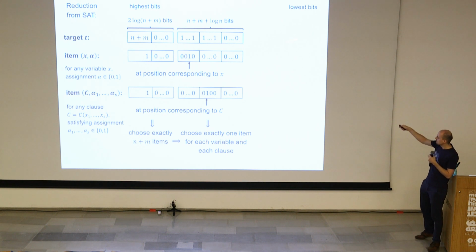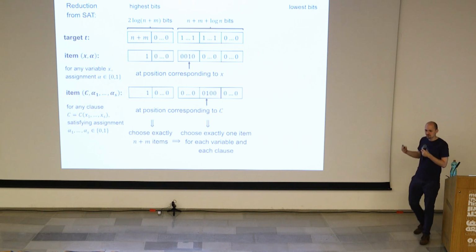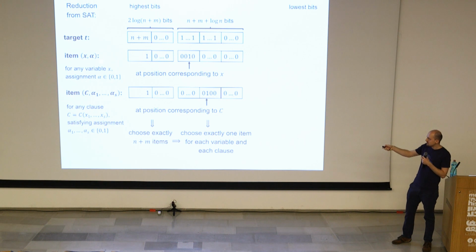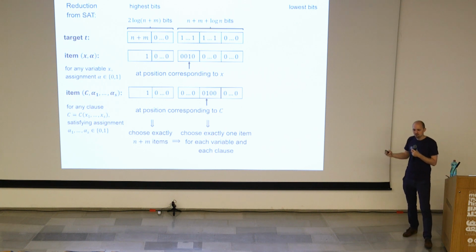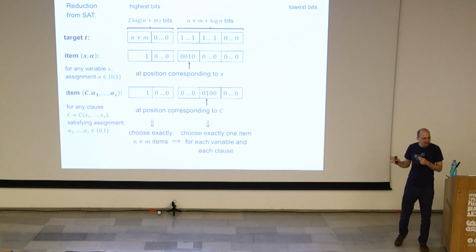And there will be a couple more bits back here. But just these bookkeeping bits together ensure that for each variable x, we pick one such item here. So we pick one assignment to each variable x. And for each clause C, we pick one such item here. So we pick one satisfying assignment for each clause. Well, we're nearly done here, right?